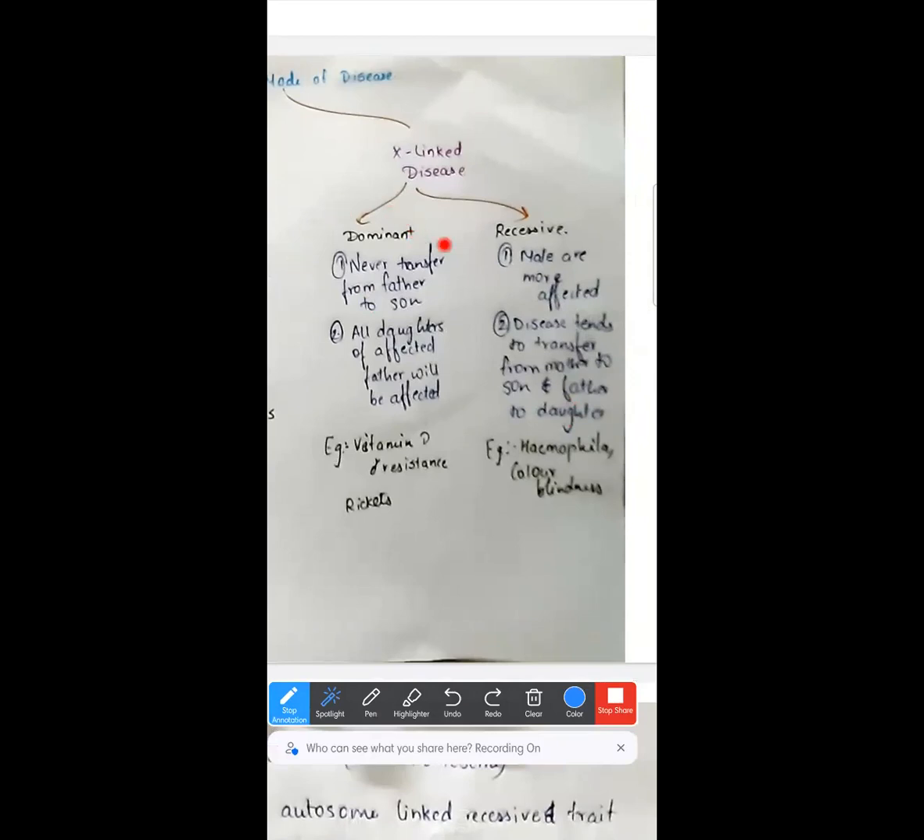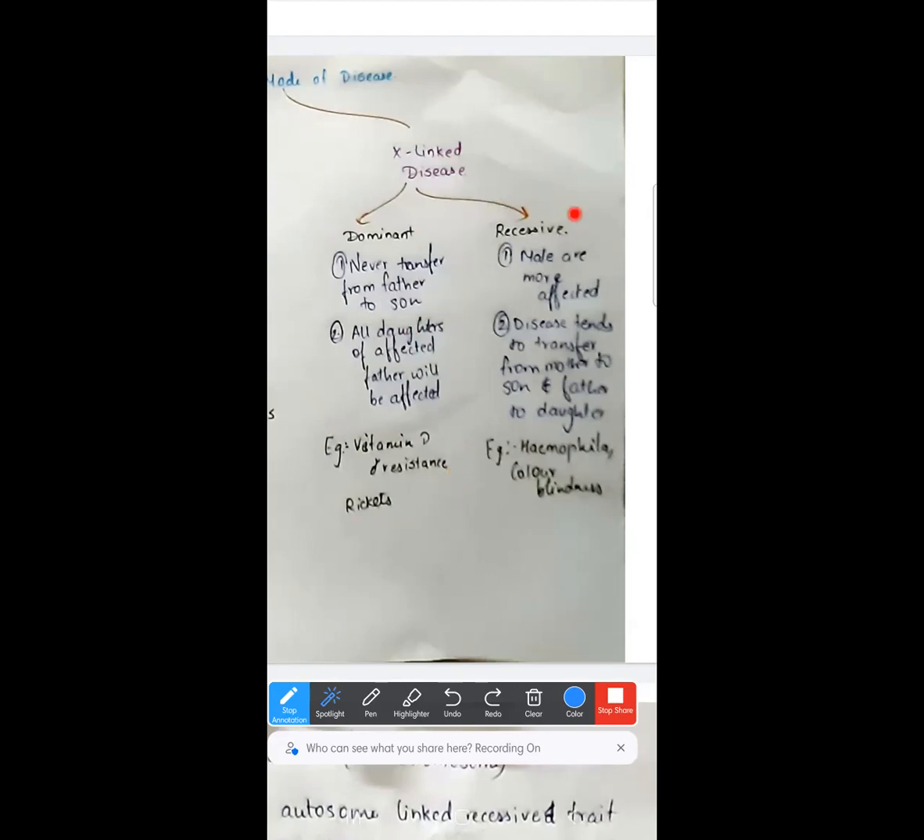Now, X-linked disorders or disease. In case of dominant, they never transfer from father to son. If the gene for that particular disease is dominant, the disease is not passed on to the son, but all daughters of an affected father will be affected. If a father has a dominant X-linked disease, his son will not have this disease, but all his daughters will have this disease. Example, vitamin D resistant rickets, etc.